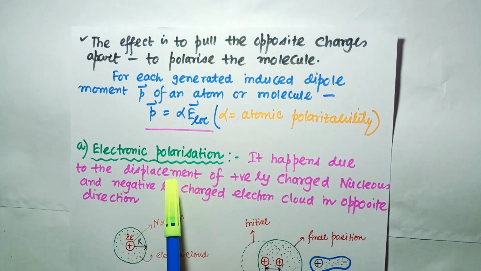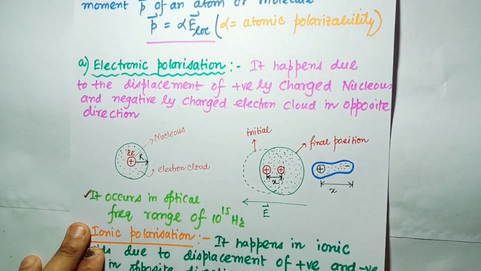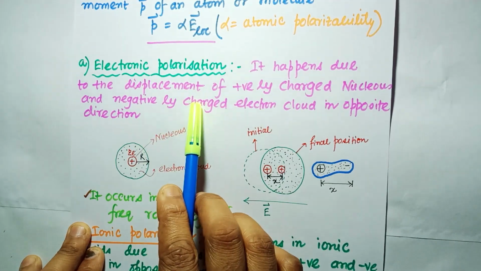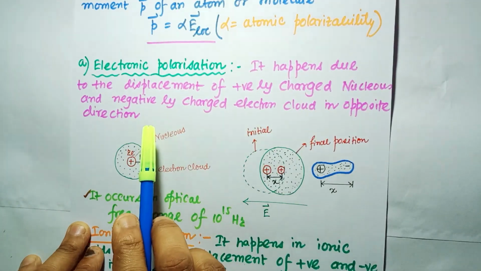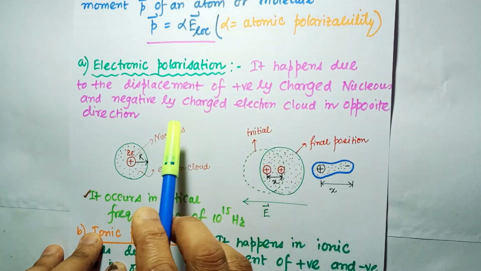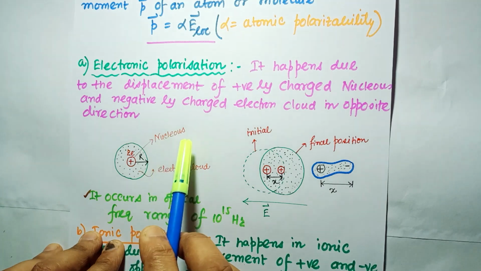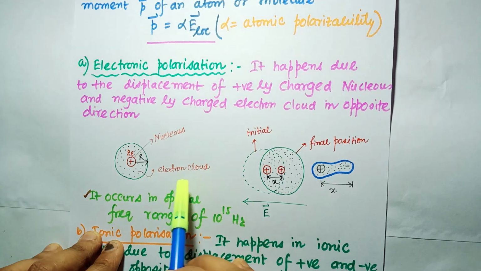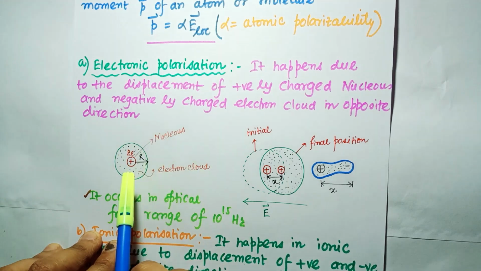The first one is the electronic polarization. You can see from the figure I have drawn here that electronic polarization happens due to the displacement of the positively charged nucleus and the negatively charged electron cloud in opposite directions. It mostly happens in the case of atoms. An atom has a central core called the nucleus, and outside there is an electron cloud, because there is a probability density of finding the electron in some specific space. So we are assuming the electron to be a cloud.